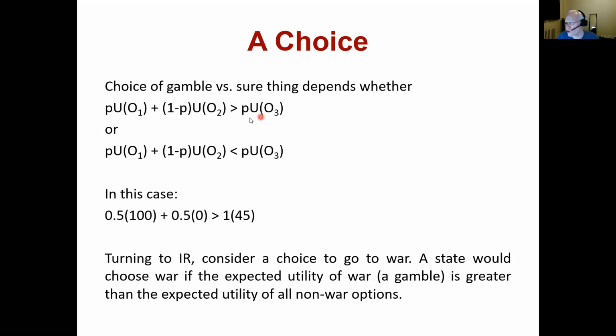So let's start with the sure thing, right? Probability of the utility of outcome 1, the probability for the sure thing was 1. So see down here, we replace the P with 1. Utility of outcome 3 is 45. Here, we've got probability of the utility of outcome 1, right? So we replace P with 0.5 because it's a 0.5 probability of getting the utility of outcome 1, which is 100, right?